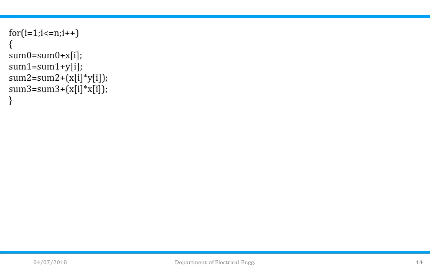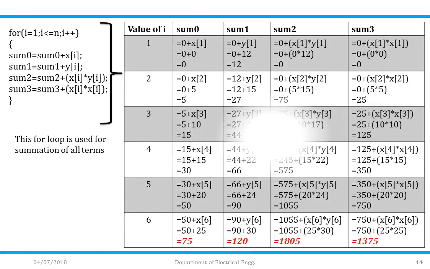For i equal to 1, i less than or equal to n, i plus plus. Sum 0 equal to sum 0 plus x of i. Sum 1 equal to sum 1 plus y of i. Sum 2 equal to sum 2 plus x of i into y of i. And sum 3 equal to sum 3 plus x of i into x of i. This for loop is used for summation of all the terms. Now, let us check this for loop.